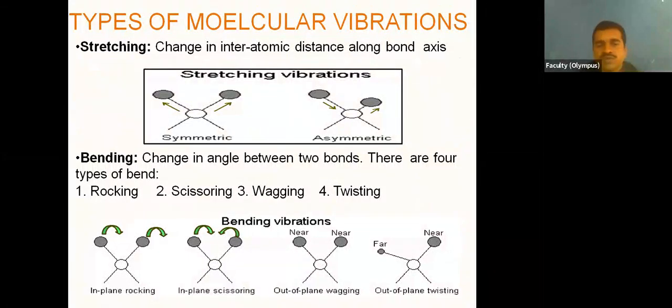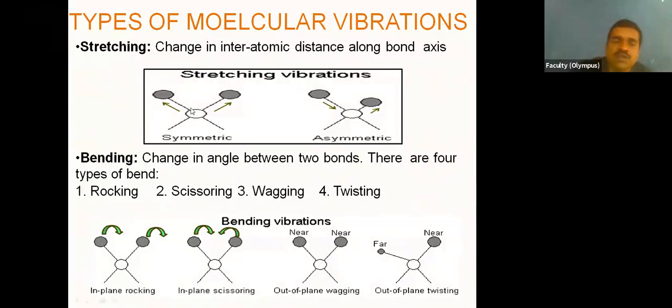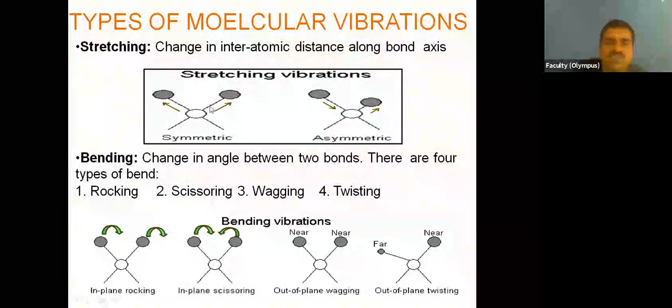Mainly there are two types of vibrations: stretching and bending. Stretching vibrations means the bond angle remains the same. Just like here, it is a triatomic molecule. This is one atom, this is another one, this is another one. Now stretching means bond length changes.